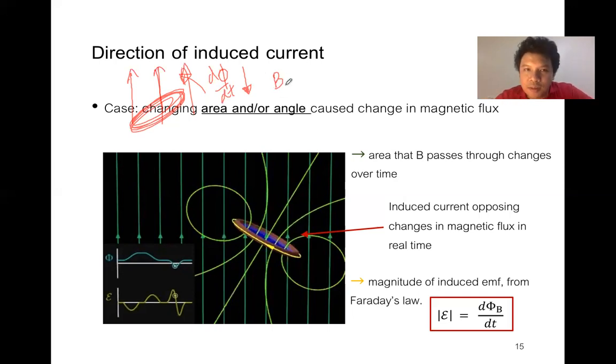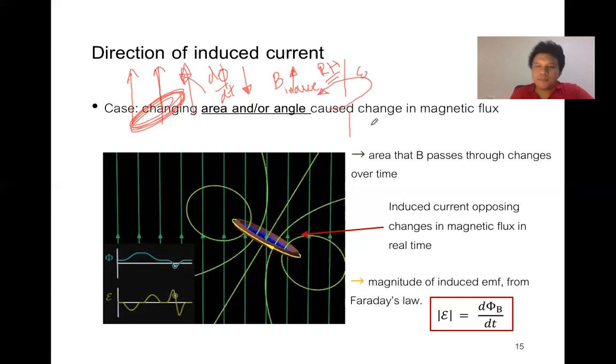So with d phi by dt negative, we have the induced magnetic field in the upward direction. When we have the induced magnetic field in the upward direction, using the right hand rule, you are going to get the electromotive force in this direction.